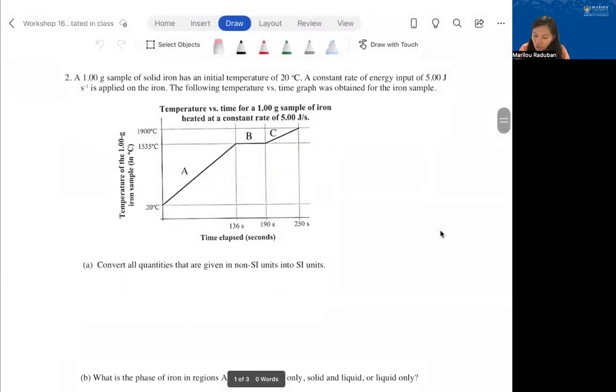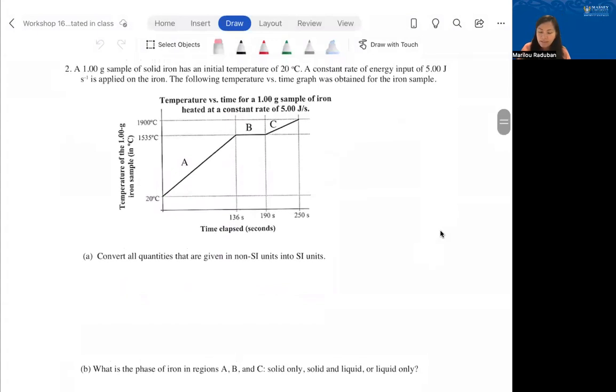And then the second question is practicing Q equals MC delta T and Q equals ML, and figuring out which equation to use. Is the material undergoing phase change or not?